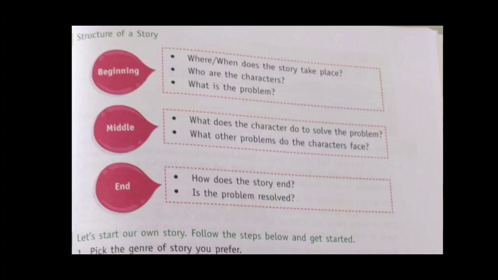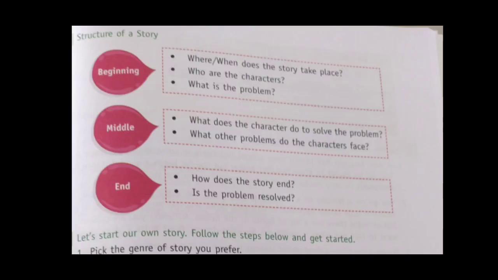So here in the beginning, we need to mention and write where and when the story takes place, who the characters are, and what the problem is. So these things should be written in the story writing. I will repeat: where and when does the story take place, who are the characters, and what is the problem. So these three things should be there in the beginning of the story writing, children.